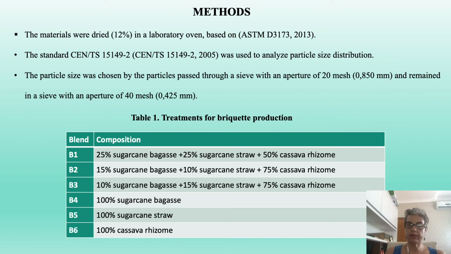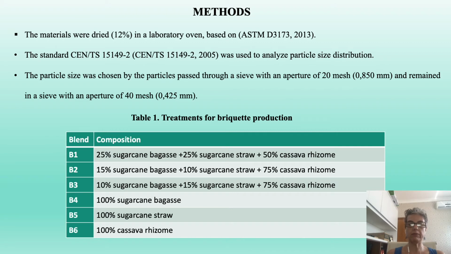Methods. To characterize the materials, we used ASTM D3173. We analyzed the particle size distribution with SANS TS 1549-32. After analyzing the distribution, we took the particles that passed through the 20 mesh aperture and remained on the 40 mesh aperture. With the sieved materials, we made 6 blends, where 3 are mixtures of the materials.